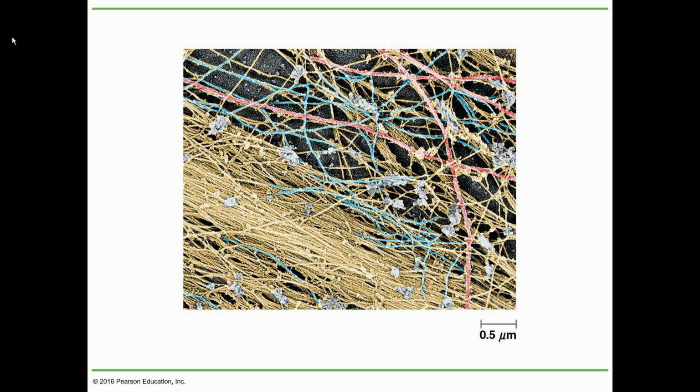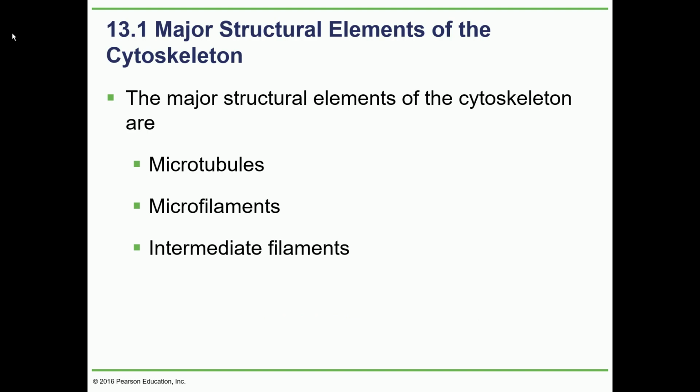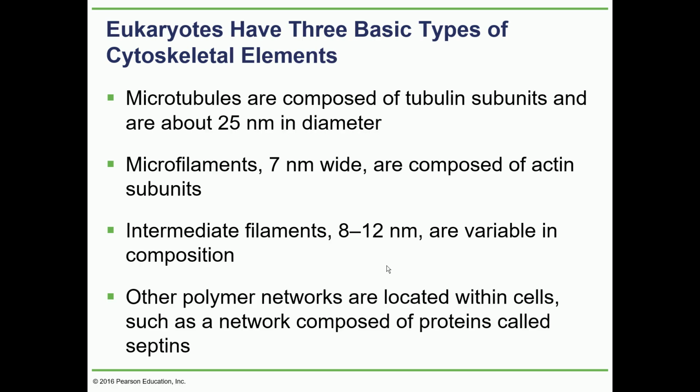So this is just a picture of the cytoskeleton of the cell. These are the major structural elements of the cytoskeleton. They are microtubules, microfilaments, and intermediate filaments, and these are made of proteins, and we are going to discuss them in detail. The microtubules are composed of tubulin subunits. Microfilaments are composed of actin subunits, and intermediate filaments are variable in their composition.